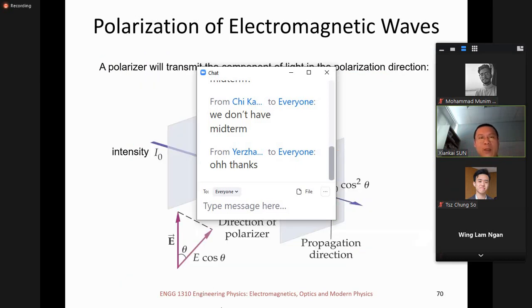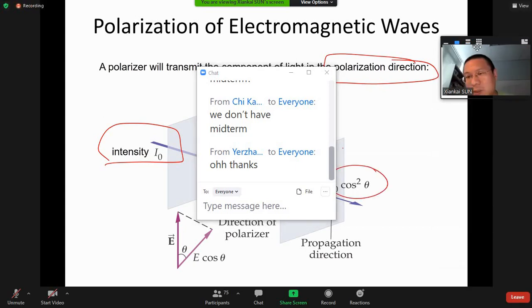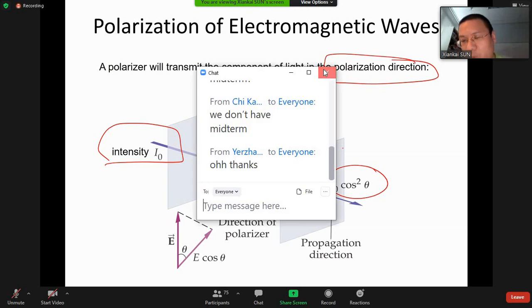Okay, so a polarizer will transmit the component of light in the polarizing direction. For example, here you have a polarizer. Its polarization direction is along this line, and it makes an angle of theta with respect to the vertical direction. Then, if you send light with intensity I0 with vertical polarization through this polarizer, the transmitted light will have intensity reduced to I0 times cosine theta squared.